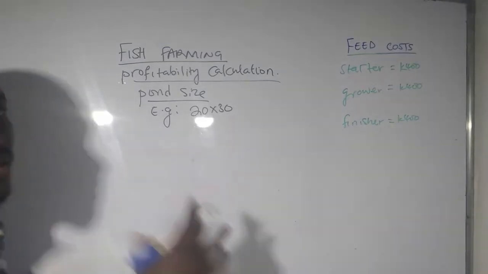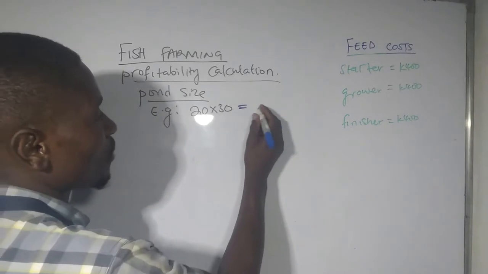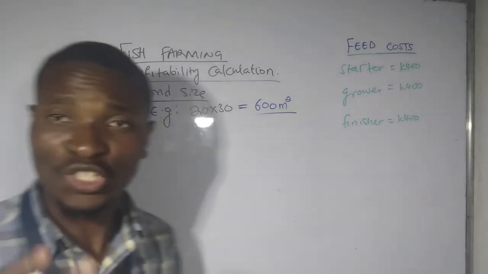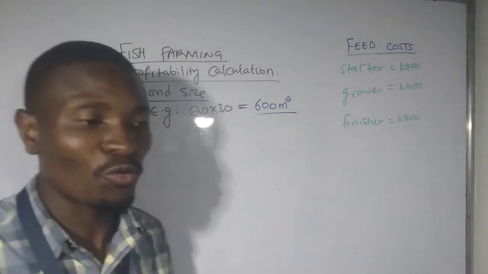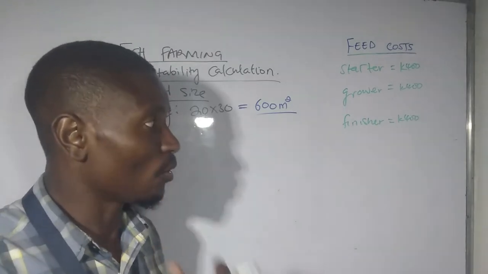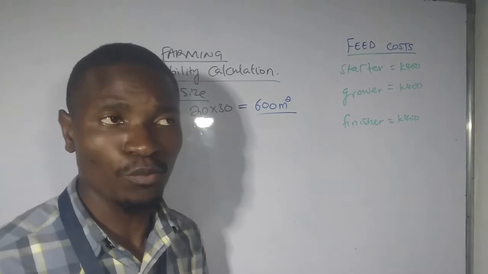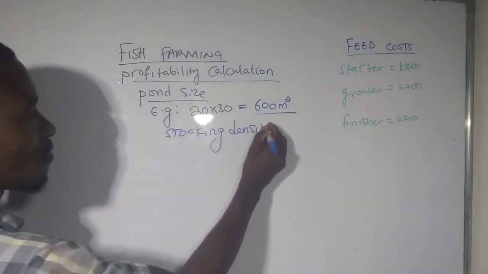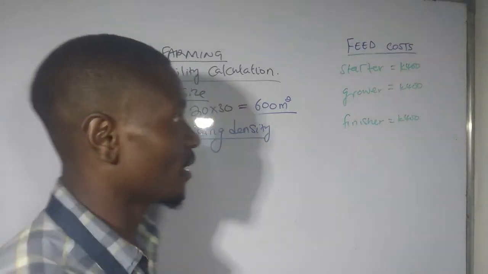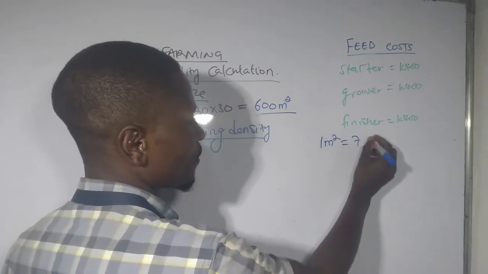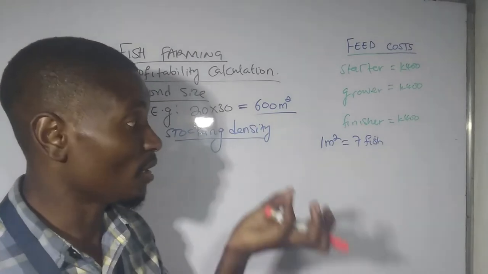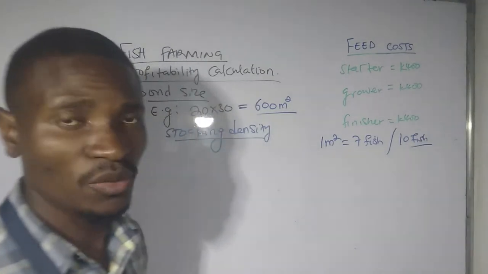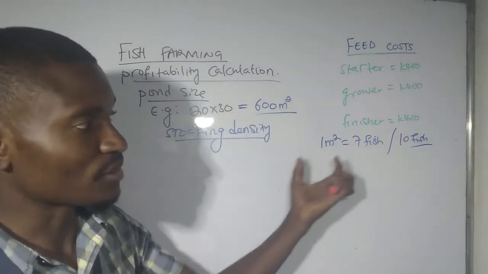Now from there, this is a 20 by 30, measured in meters, so I can multiply to find the area, which gives me this. Then I can ask myself, what is the stocking density? The stocking density is how much fish per square meter I should be putting in. I would say the standard is that 1 square meter equals 7 fingerlings, the small fish, or 10 fish. You can take either of those two numbers, but for me, I'm going to take a number in between.